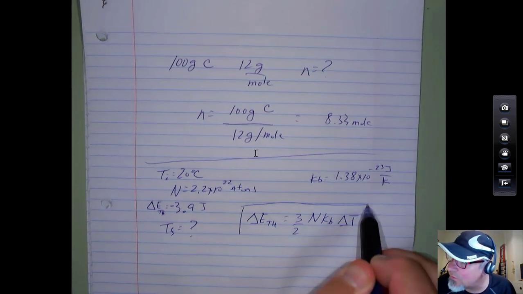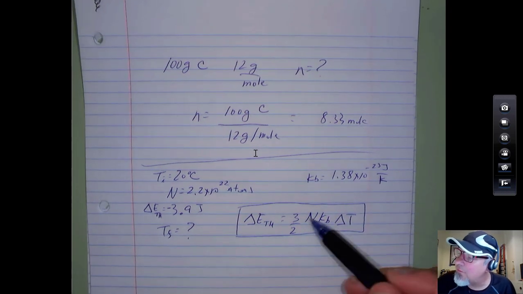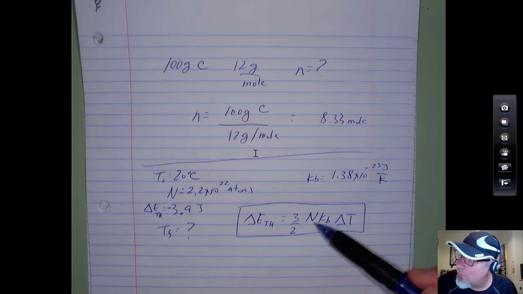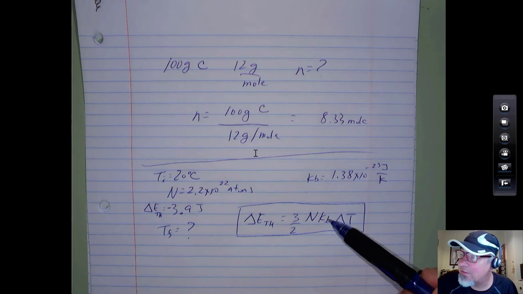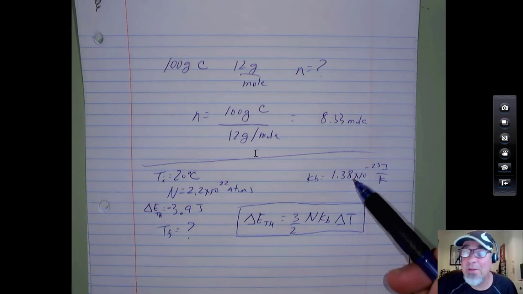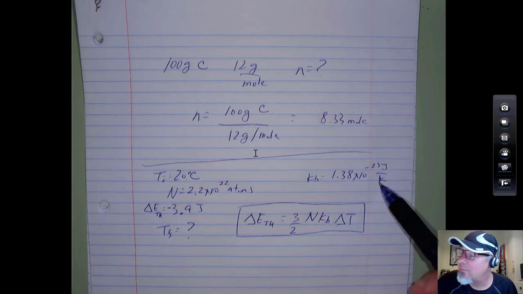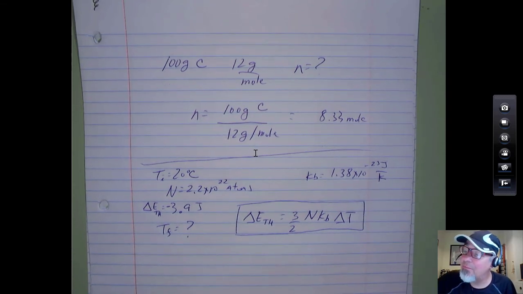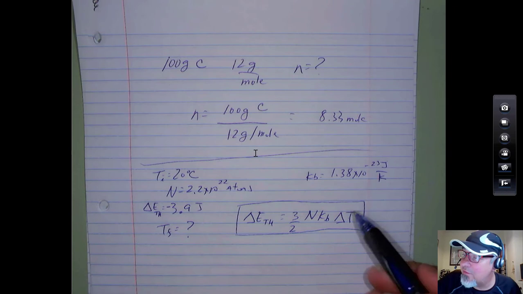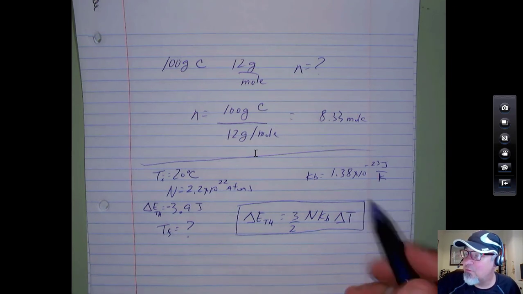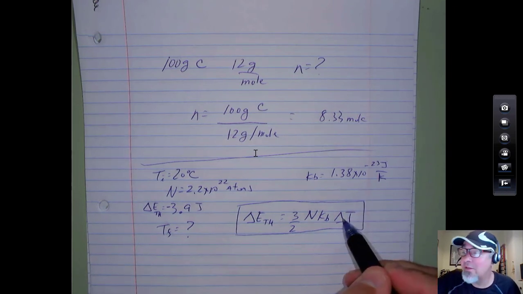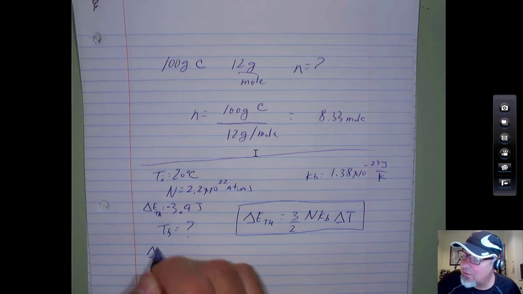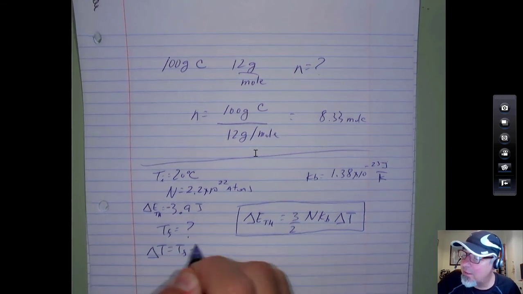The change in thermal energy is 3/2 N, number of particles, so that's given, Boltzmann's constant, so that's just the constant, 1.38 times 10 to the minus 23rd joules per Kelvin, and then times the change in temperature. We're given the initial temperature, we just need to figure out the final temperature. Okay, so we'll have to do a little bit of algebra to this formula. Now we're given everything really except for the final temperature, because remember this delta T is T final minus T initial. So T final minus T initial.